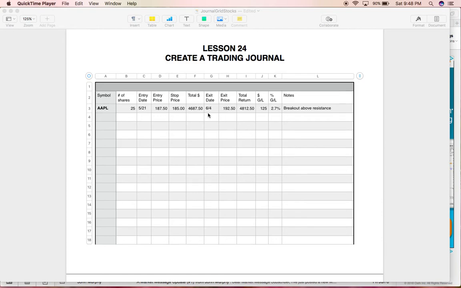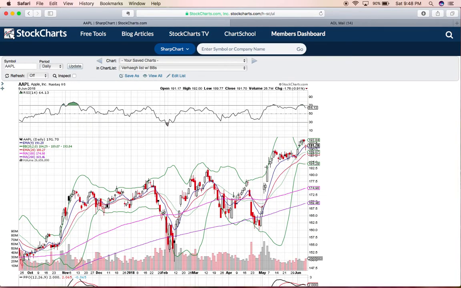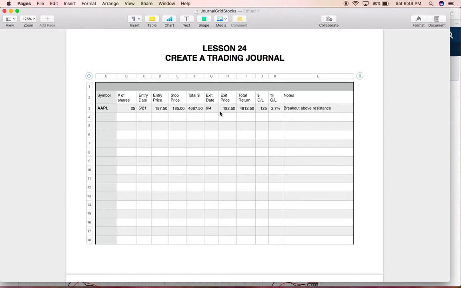And then later, in this case, on June the 4th, you exited the Apple trade. You exited at this price, 192.50. I was just looking at the Apple chart here, supposing you got in here when it broke out above resistance, and you got out up here when it broke out again at 192.50. Again, this is a fictional trade, but if you got out at 192.50, your total return would be $4,812.50. That's 25 shares times 192.50.